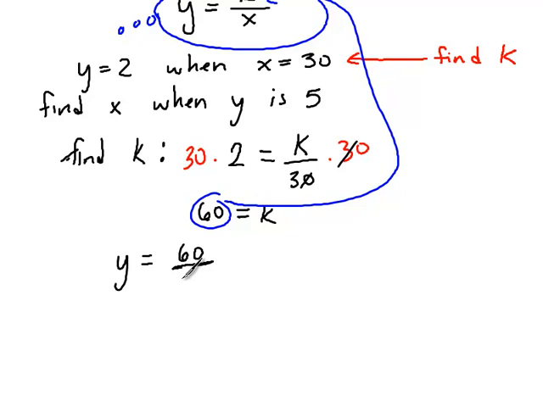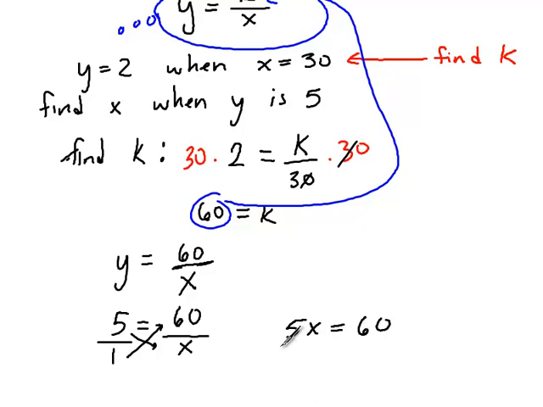Y equals 60 divided by x. Now we're ready to figure out, our question asks us to find x when y is 5. So we're going to plug in 5 for y. We have 60 divided by x, and figure out what x is. We can make 5 over 1 and cross multiply. So we have 5x equals 60, and then divide by 5, so x equals 12.